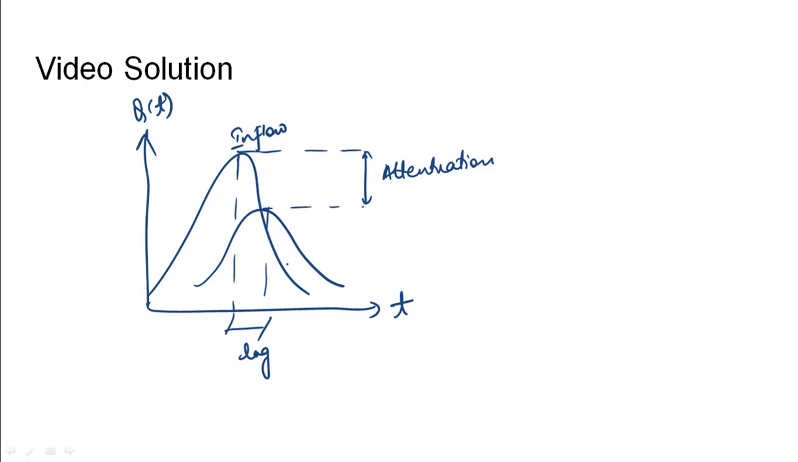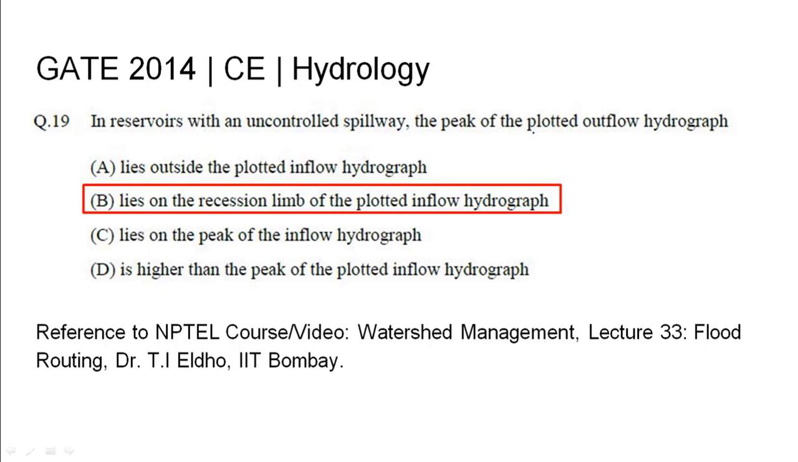Outflow hydrograph's peak will be formed with a certain delay due to the reservoir, and also the peak of the outflow hydrograph forms on the recession limb of the inflow hydrograph. So the peak of the plotted outflow hydrograph lies on the recession limb of the plotted inflow hydrograph, which is option B. The relevant NPTEL reference has been listed.